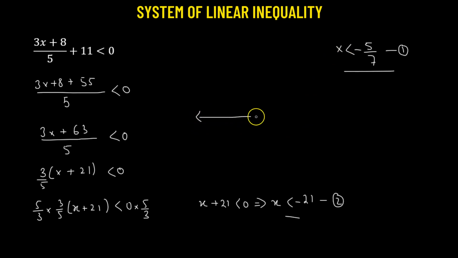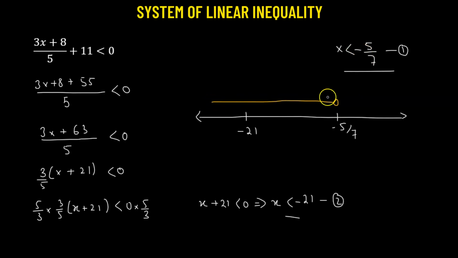For this, we are going to consider a real number line. On this number line, we will consider negative 21 and negative 5 over 7. Now, number 1 says that x is less than negative 5 over 7. So we'll have to consider all the values of x lying to the left of x equals negative 5 over 7. And x less than negative 21 means we'll have to consider all the values of x which are less than negative 21. And that means it's lying to the left of x equals negative 21. Here the bubble represents that x equals negative 5 over 7 and x equals negative 21 are not part of the solution. Now we have to find a common region.